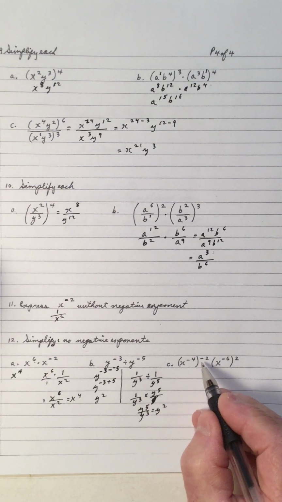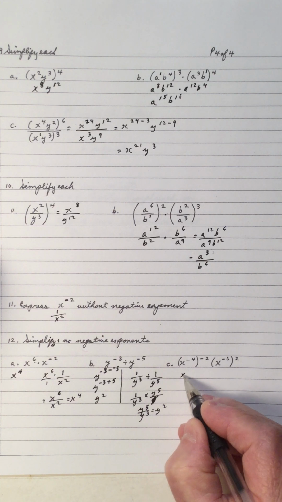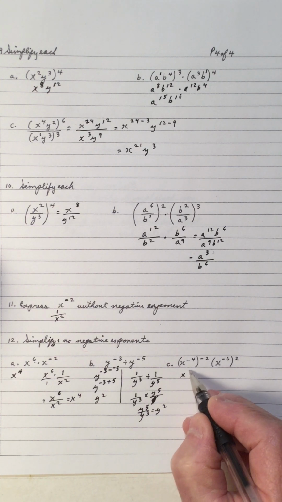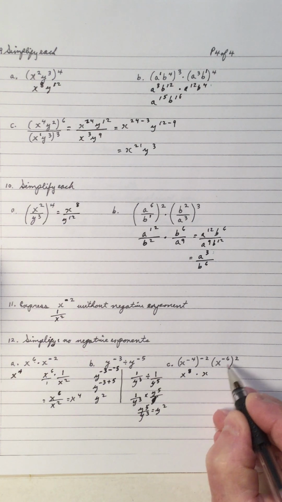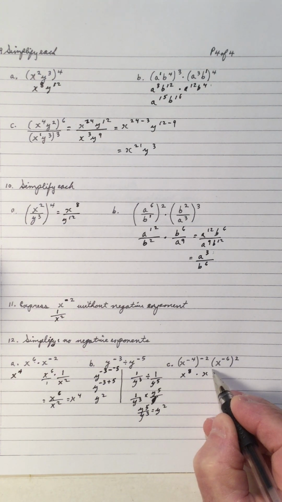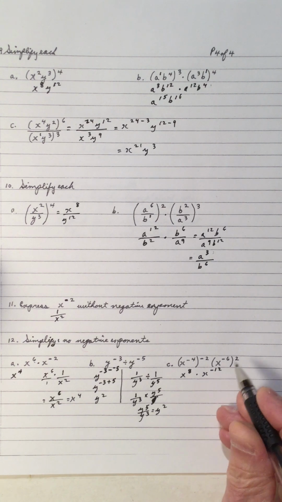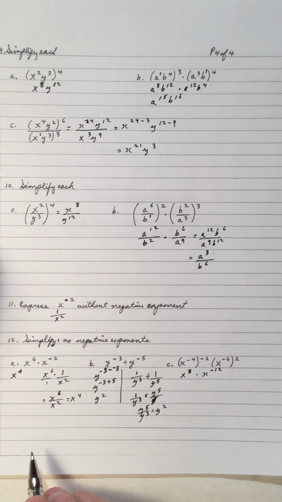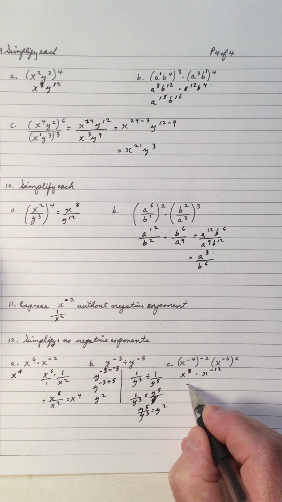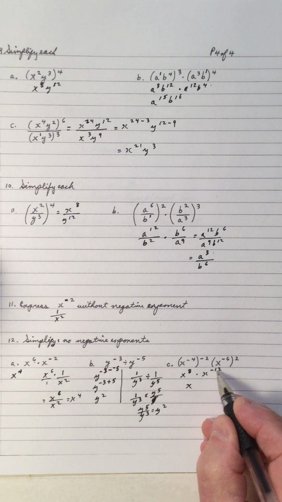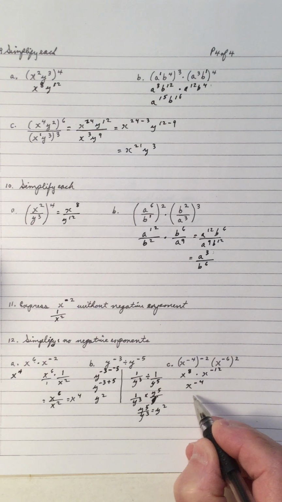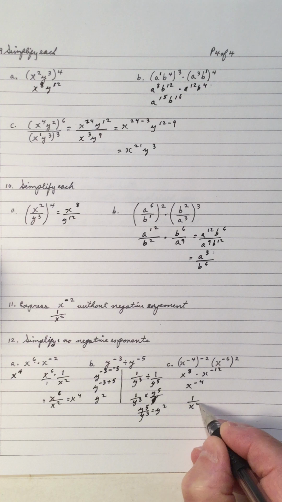Let's see. We got power of a power, so that's x. Negative 4 times negative 2 is 8. And this is power of a power again. So you multiply, you get negative 12. And we want no negative exponents. So this is x. When you multiply, you add. So 8 add on negative 12 is negative 4. And x to the negative 4 is 1 over x to the 4.